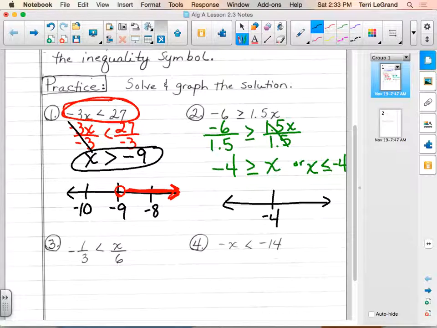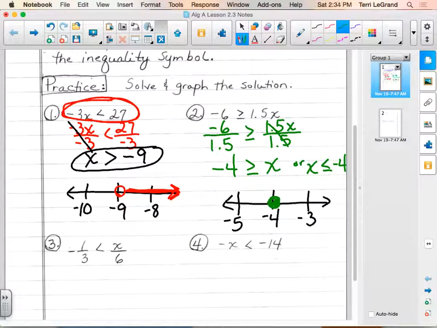So let's get ready to graph here. Get our number line set up. Negative 5 is the integer to the left, negative 3 is the integer neighbor to the right. So we have a circle at negative 4. It says negative 4 is greater than or equal to x. X is less than or equal to negative 4. Negative 4 is part of the solution region.